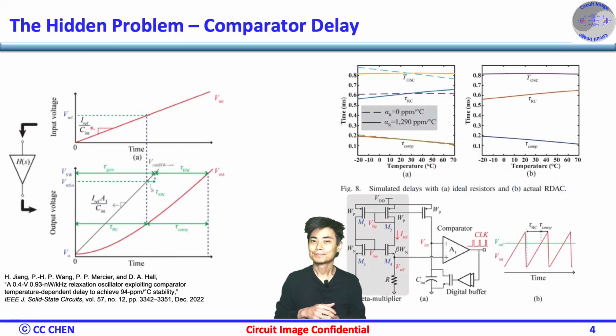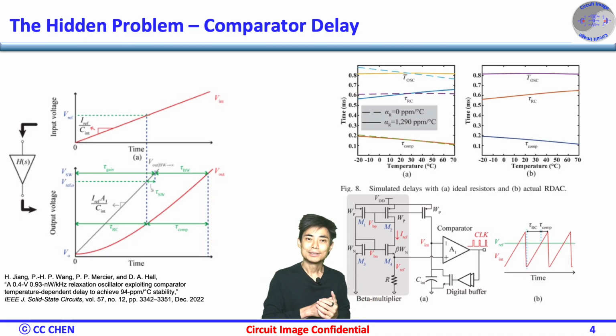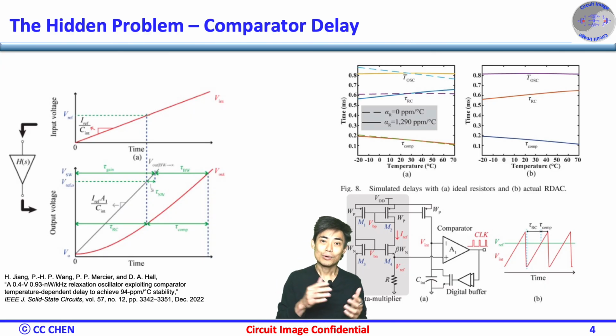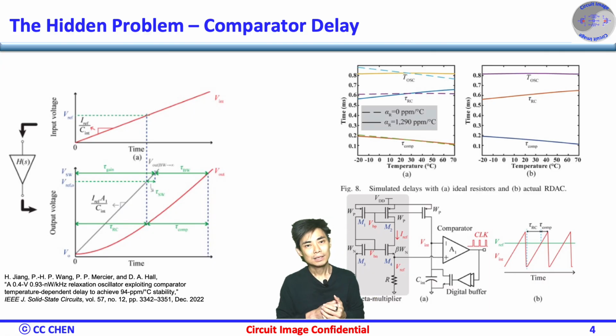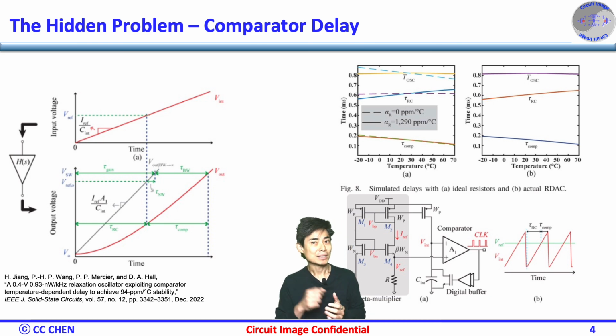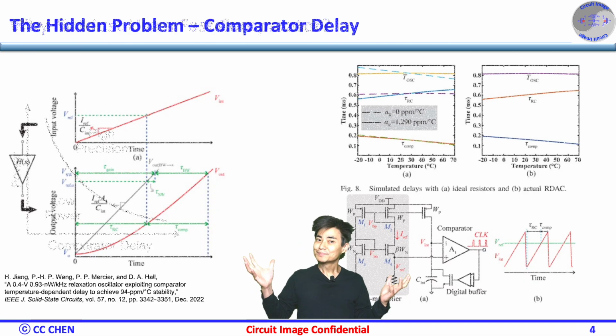Let's pause here. Suppose your comparator reacts a bit late, after the capacitor already overshoots the threshold. That delay adds to your period. Worse, the delay itself changes with temperature and supply. This is what causes frequency drift. Not just a static error, but a dynamic one. So, delay equals instability. But why not just use a faster comparator?